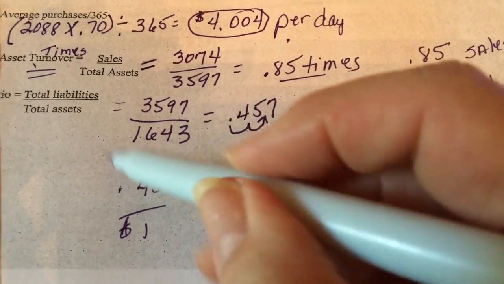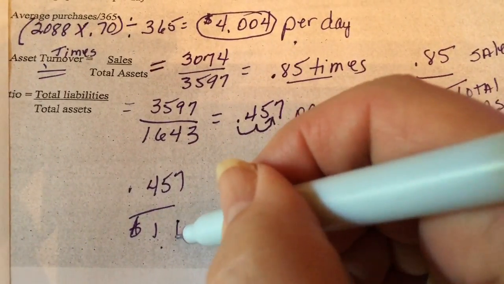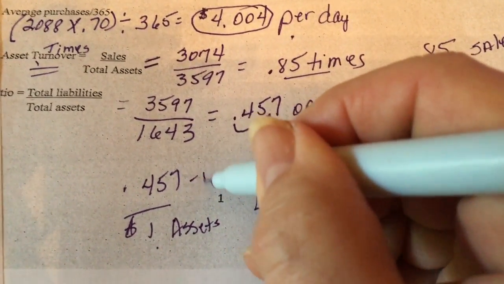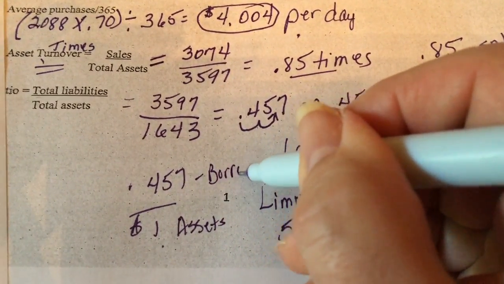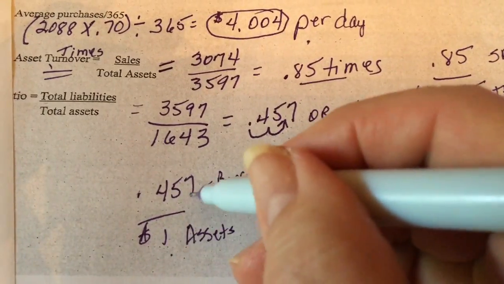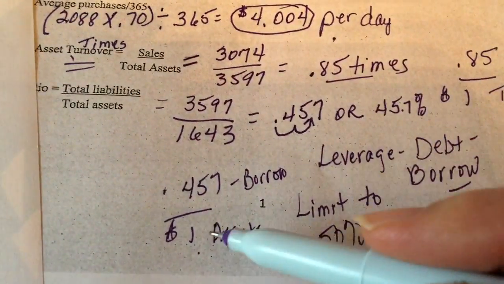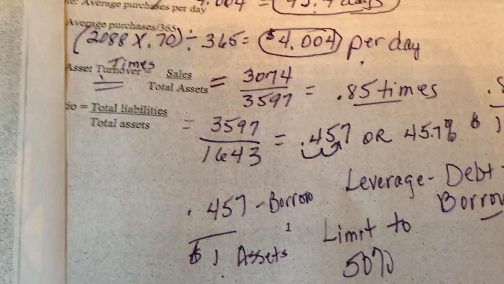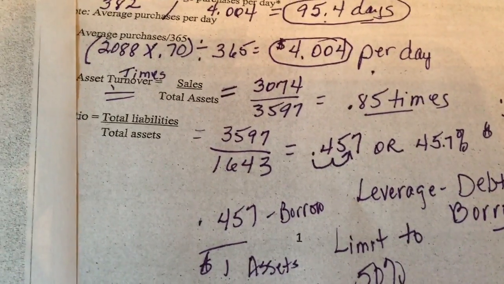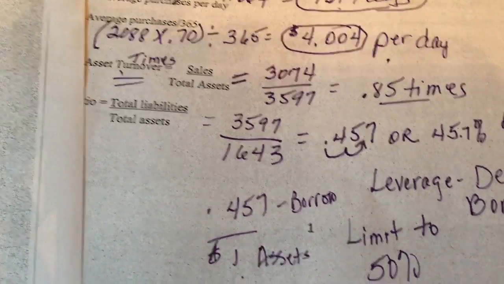Okay, so just remember what this represents. If you leave it in decimal form, 0.457, it means that for every $1 of assets that you have, then you have borrowed about 46 cents. Okay, and you want to limit that to 50 cents on a dollar. Okay, now I hope that was pretty understandable. Now the other one tells you how many times you can pay your interest, okay, on your loans.